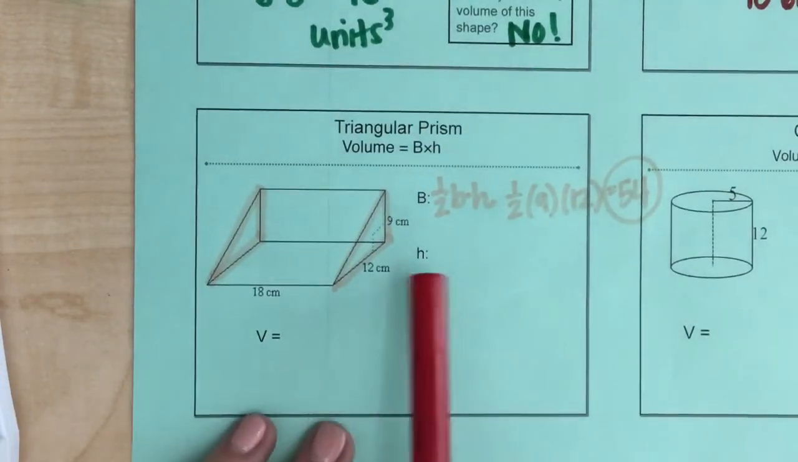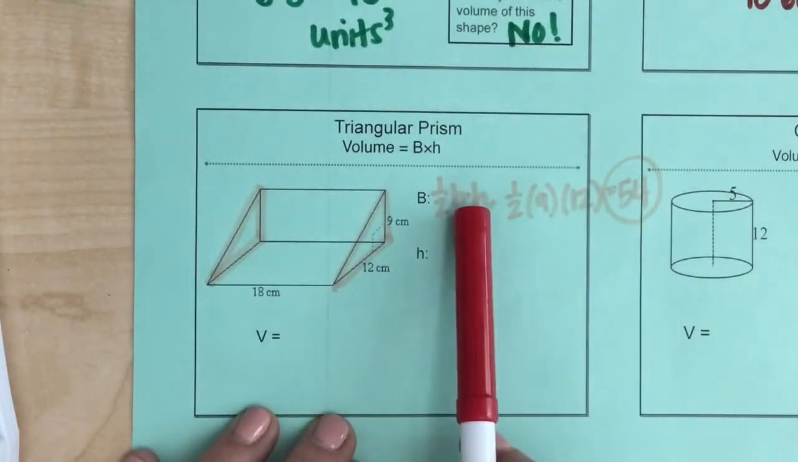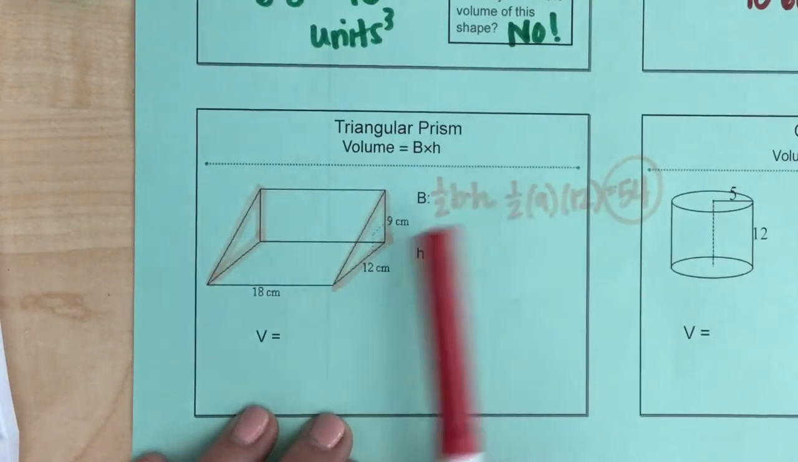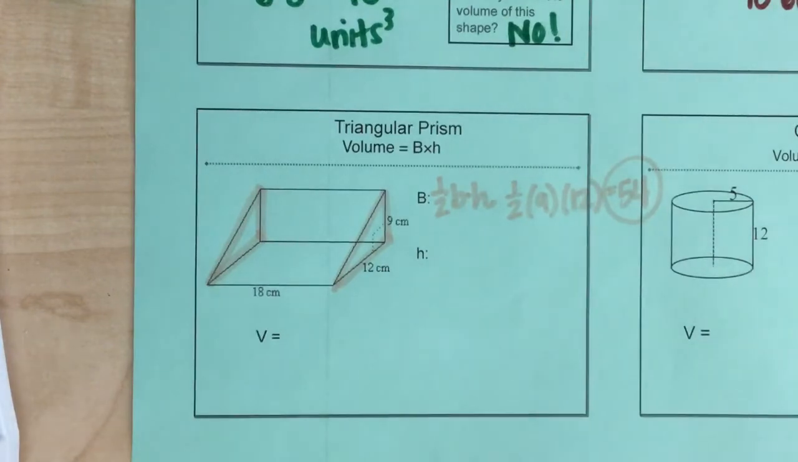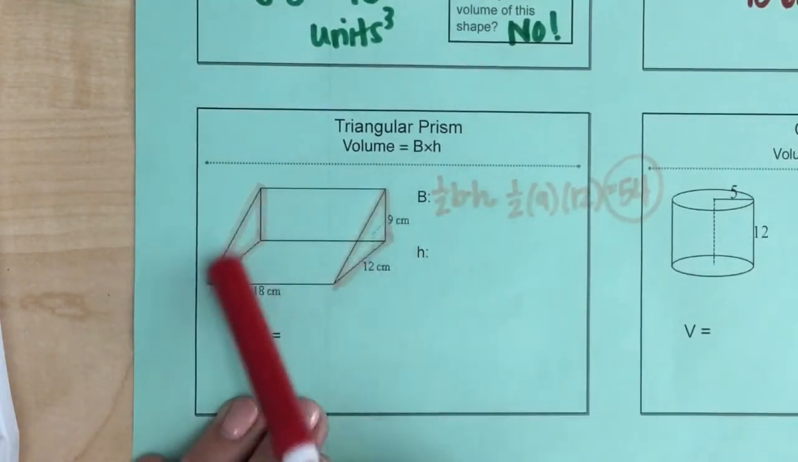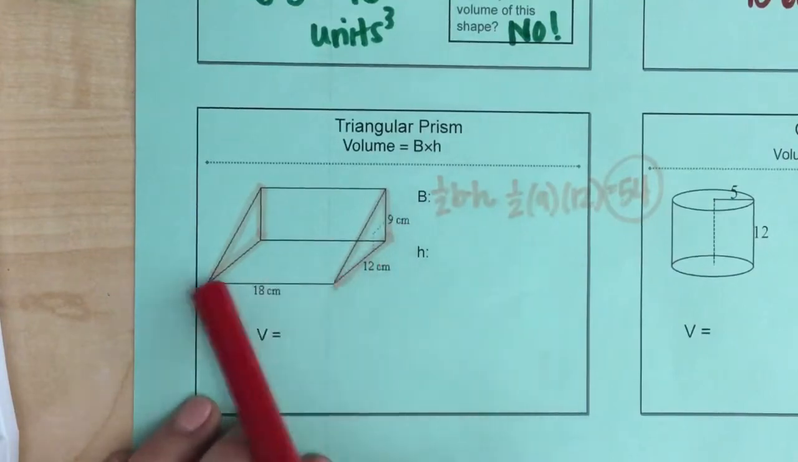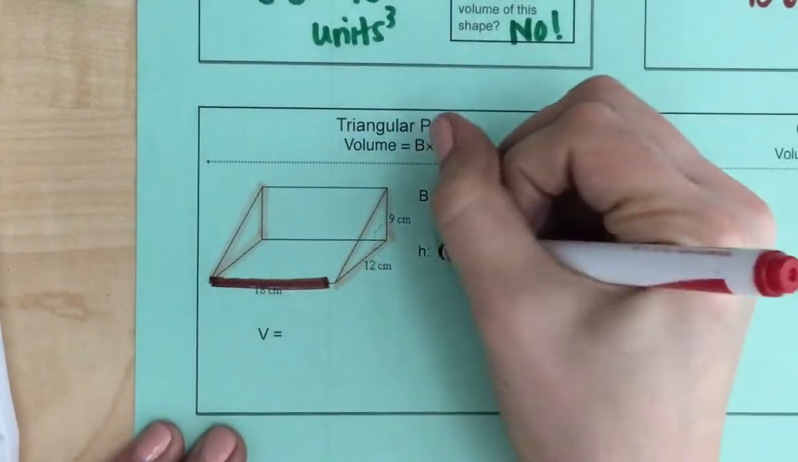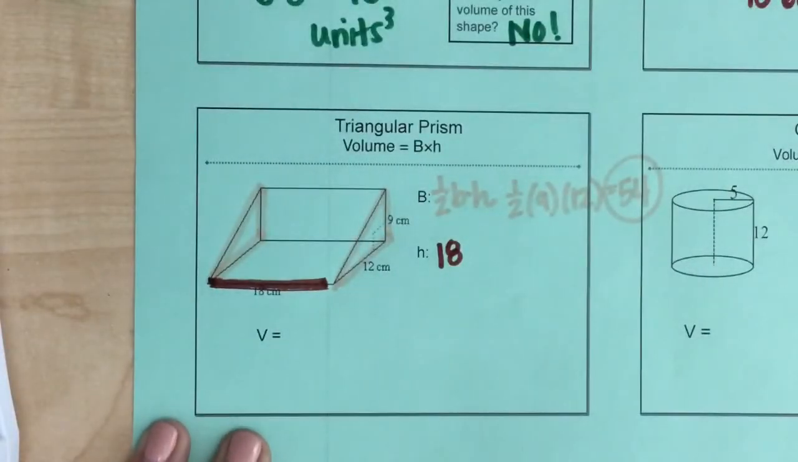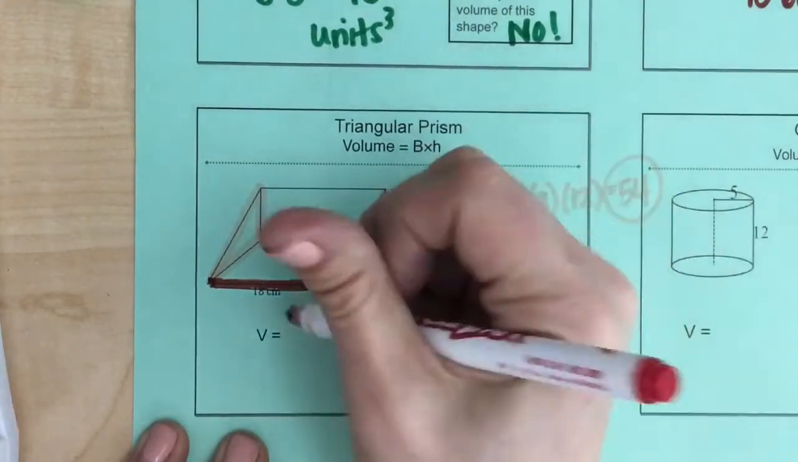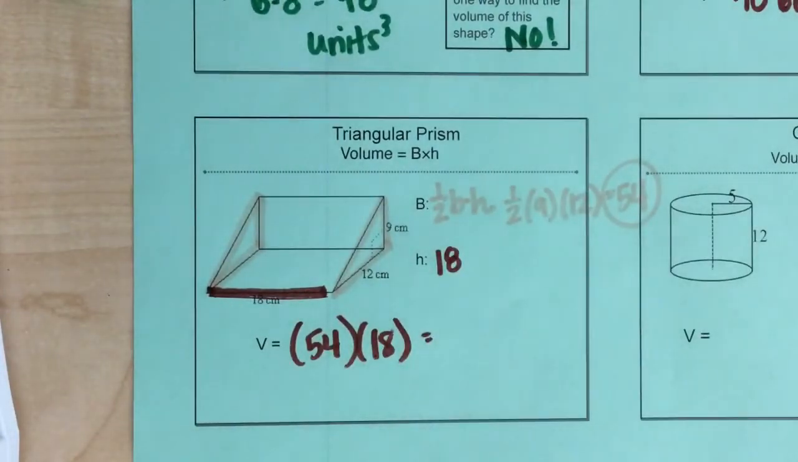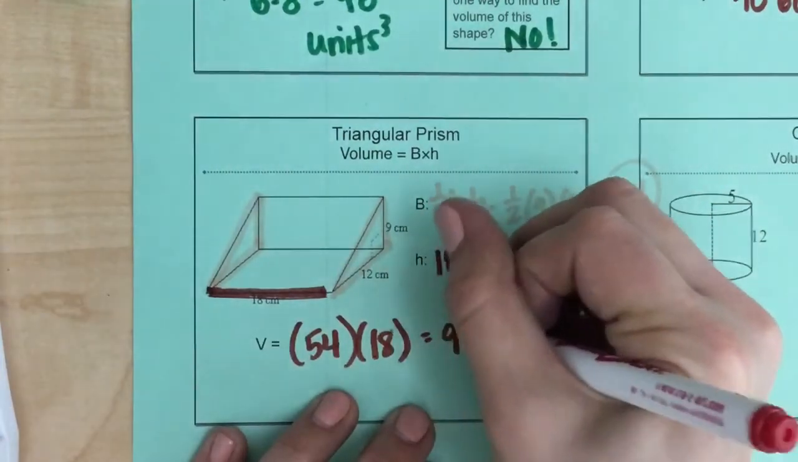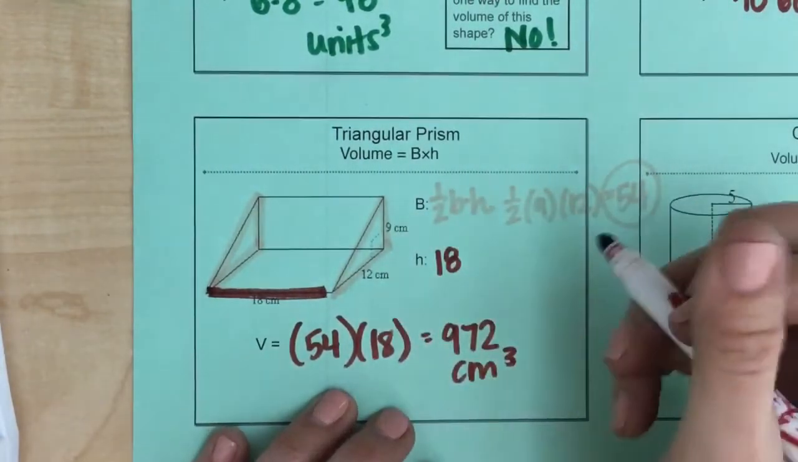Remember, whatever my height is, that's different than the h that was in my capital B formula. This h is the height of my triangle. It's a 2-dimensional triangle. It's flat. It has a length and a width. This is the height of the entire object. So if it's sitting on this base, how tall would it be? It would be 18 centimeters tall. So then my volume is just my capital B times my h, which is 54 times 18, which gives me a volume of 972 centimeters cubed.